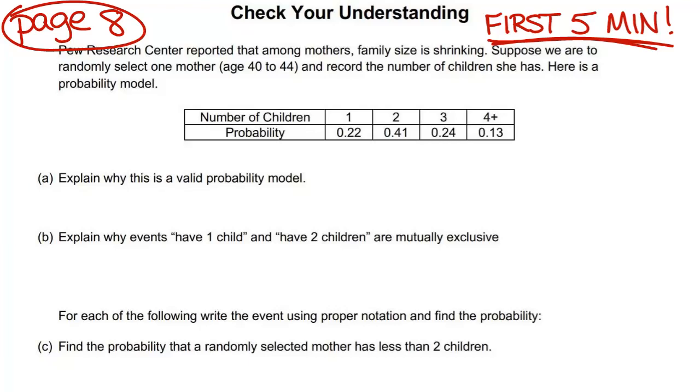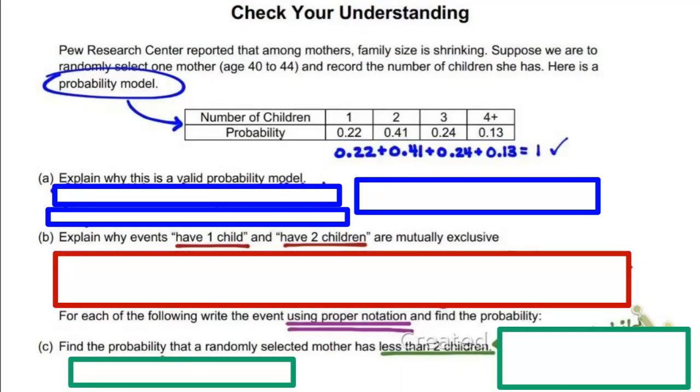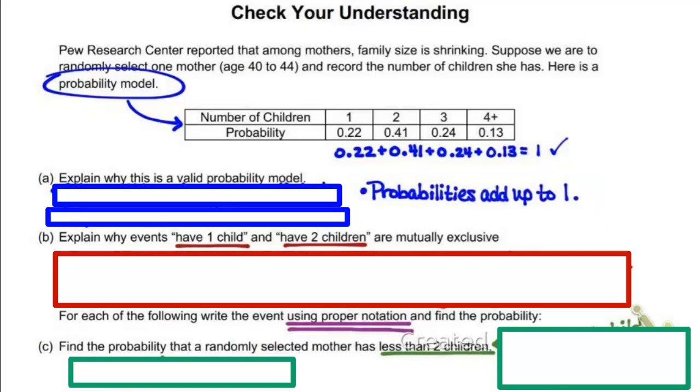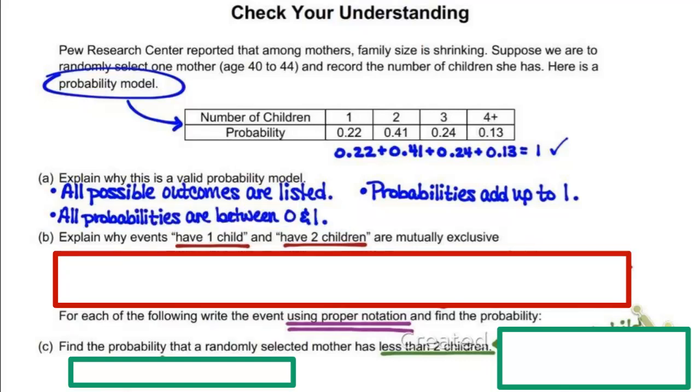There's one more thing that I would want to see here. Yes. It shows all the possible outcomes and their probabilities. So the probabilities add up to 1. All possible outcomes are listed. All probabilities are between 0 and 1. That's why it's a valid probability model.